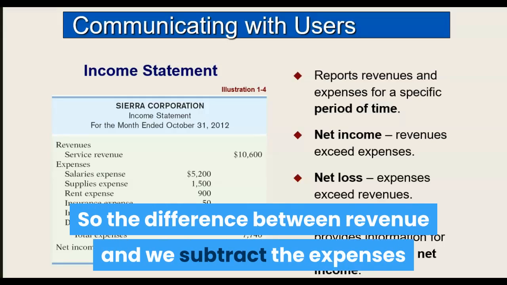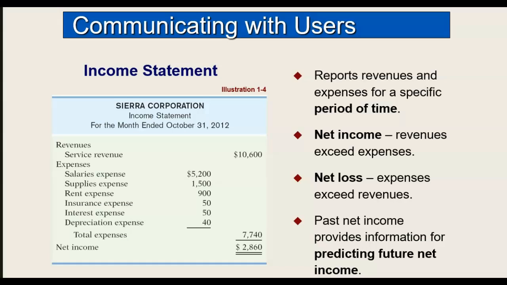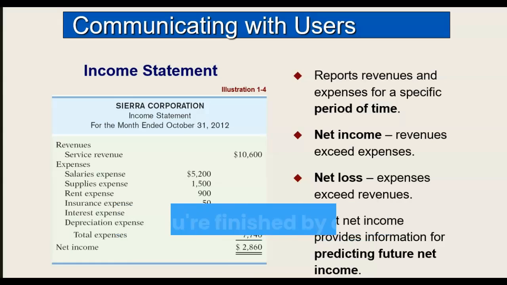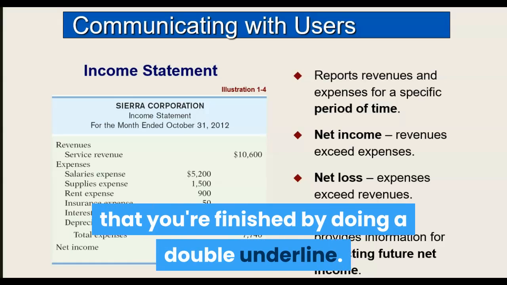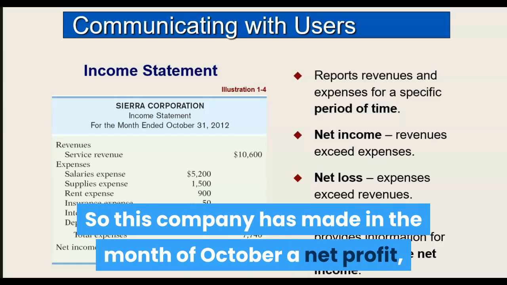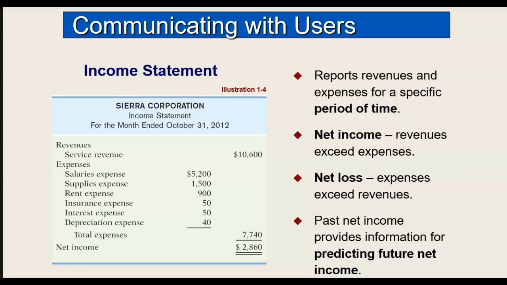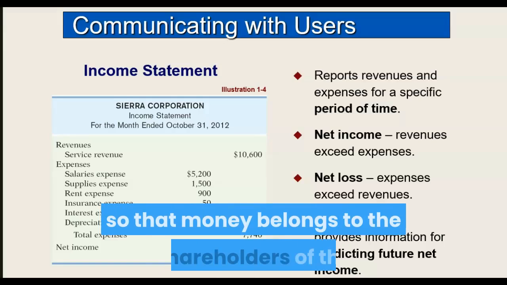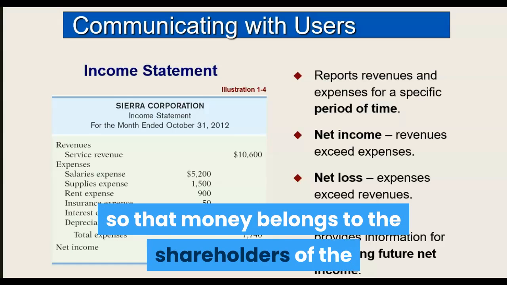So the difference between revenue, and we subtract the expenses, and we have what's called net income, $2,860. Now we're finished. And in accounting, you show that you're finished by doing a double underline. So you see that the double underline there. So this company has made, in the month of October, a net profit or net income of $2,860. Now, this company is owned by shareholders. So that money belongs to the shareholders.